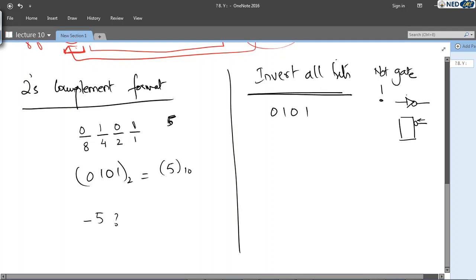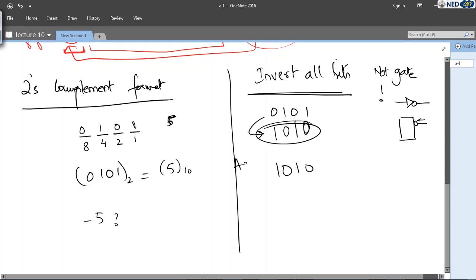So when we invert all bits, this bit would become 1, this would become 0, this bit will become 1, and this will become 0. So we have inverted all bits place by place. If we had a 0, we put a 1, if we had a 1, we put a 0, and so on and so forth. Next, we have this number, let me write it down again somewhere else.